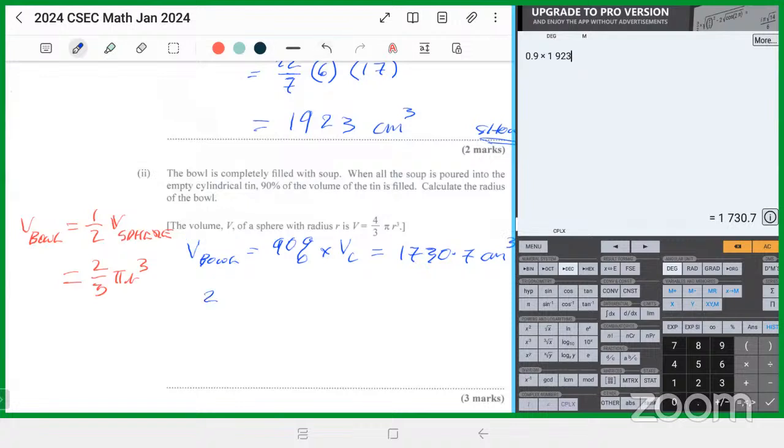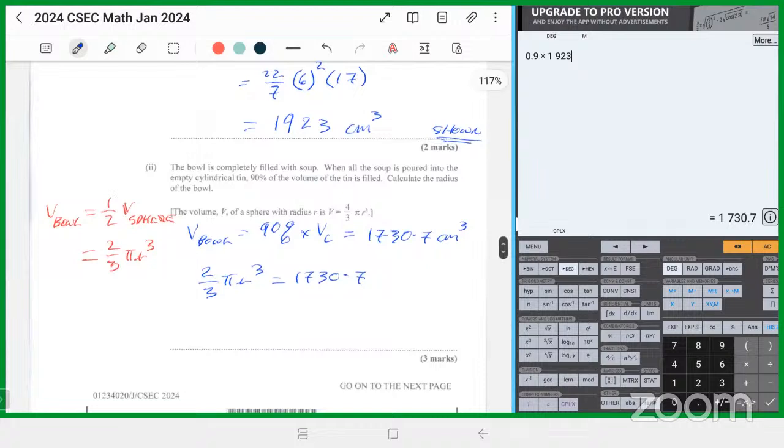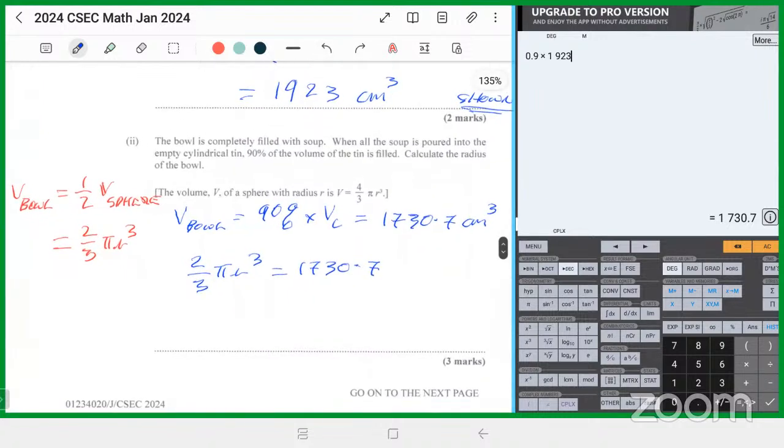So we're going to put 2/3 pi r cubed on the bowl is equal to this, which is 1730.7. And we're trying to find the R. We don't have a lot of space to work with, and that's a problem with these things. So we don't transpose and make R the subject and do one calculation. So watch me now. I'm going to take this 3 and multiply it up here first. And then I'm going to divide by this 2 and this pi, divide it under there. And then afterwards, I'm going to take the cube root.